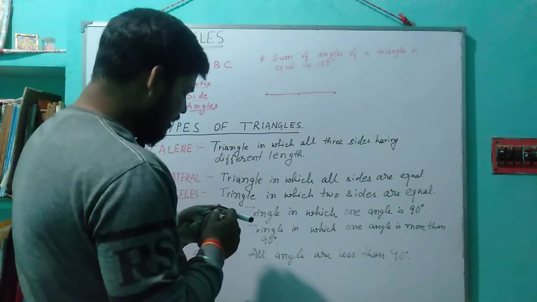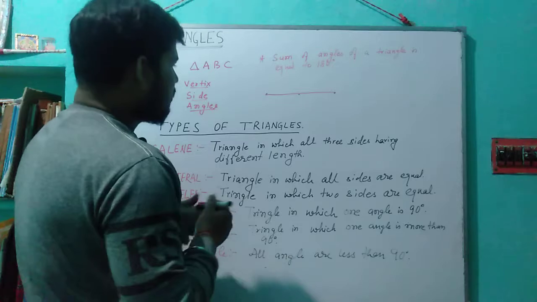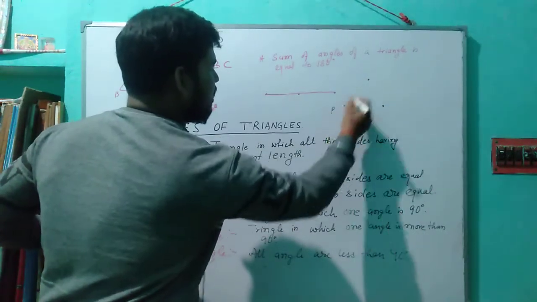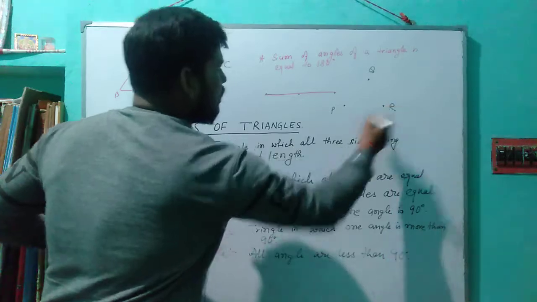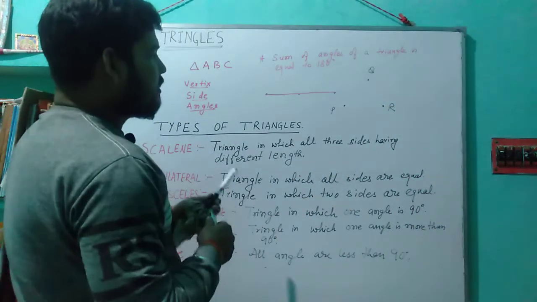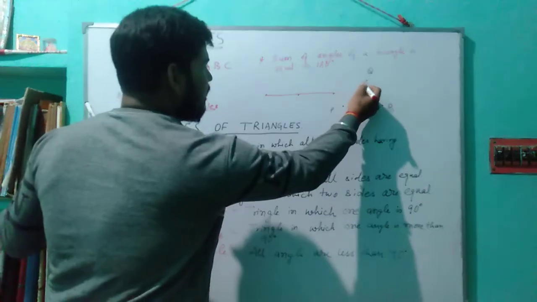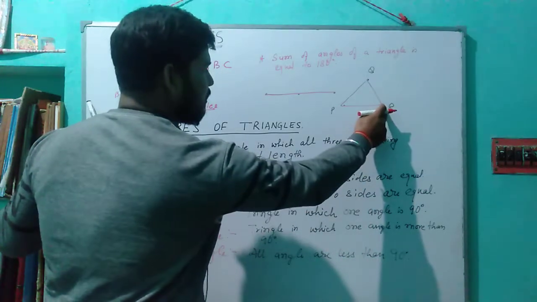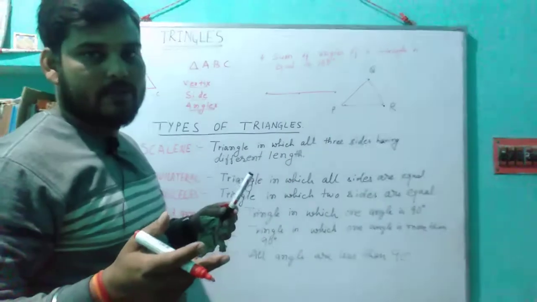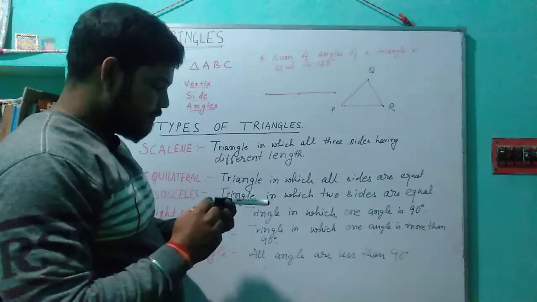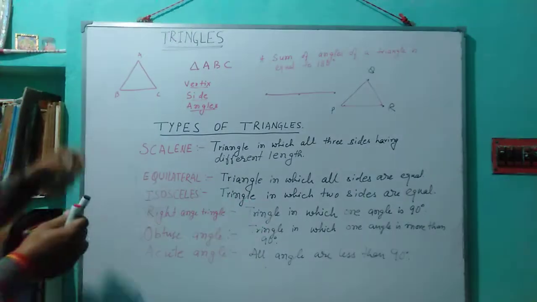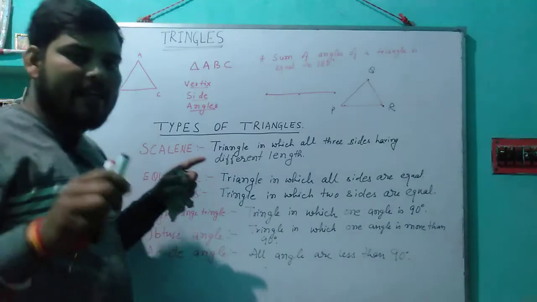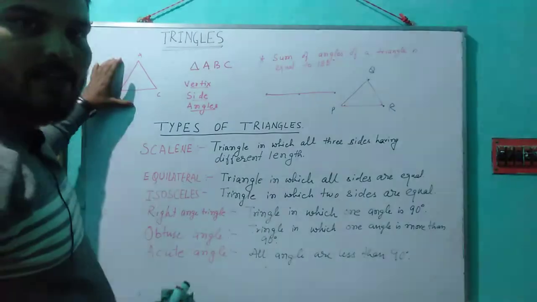What are non-collinear points? See, I am making 3 points over here, just say P, Q, R. We cannot make a straight line with it. So these are non-collinear points. When we join these non-collinear points, we can make a triangle. Alright? So in the same way, we can say A, B and C are the non-collinear points, and with these A, B and C, we can make this triangle.